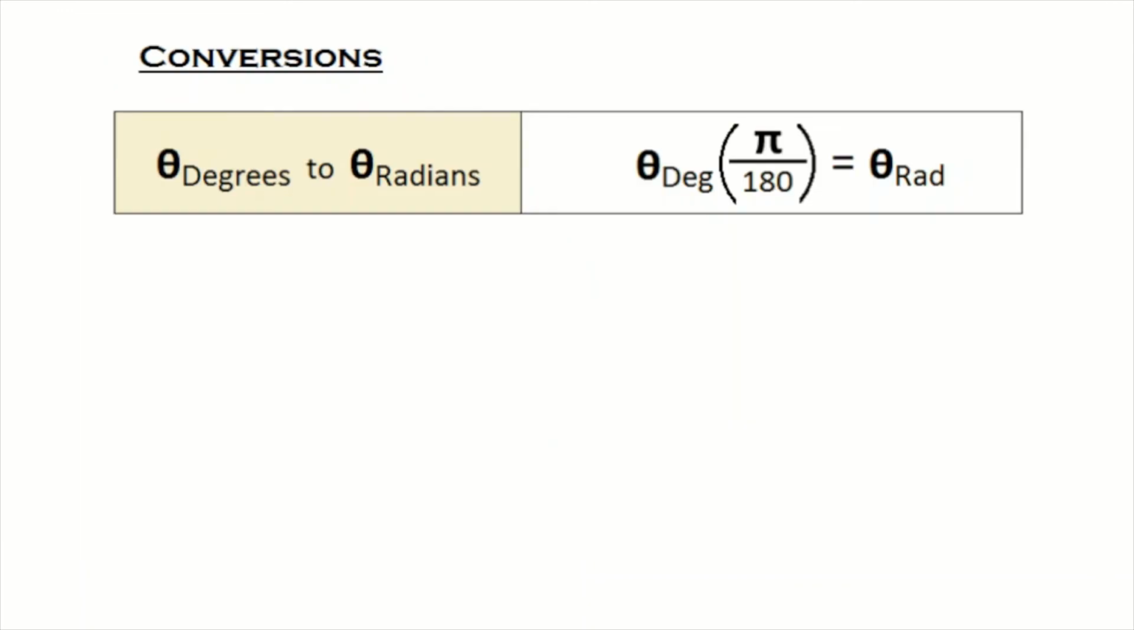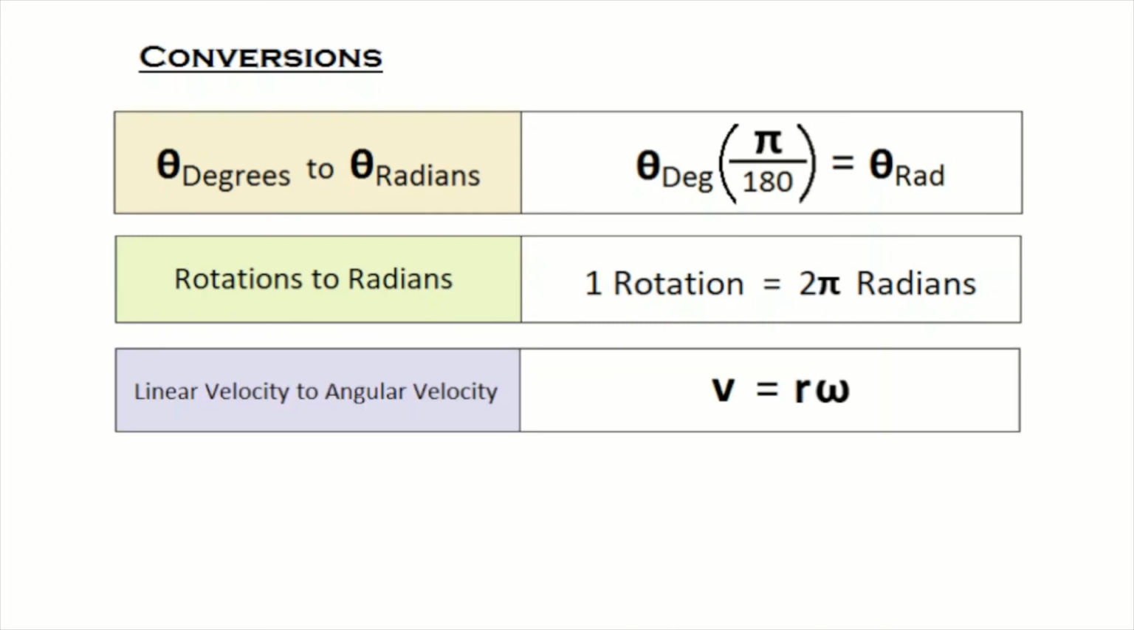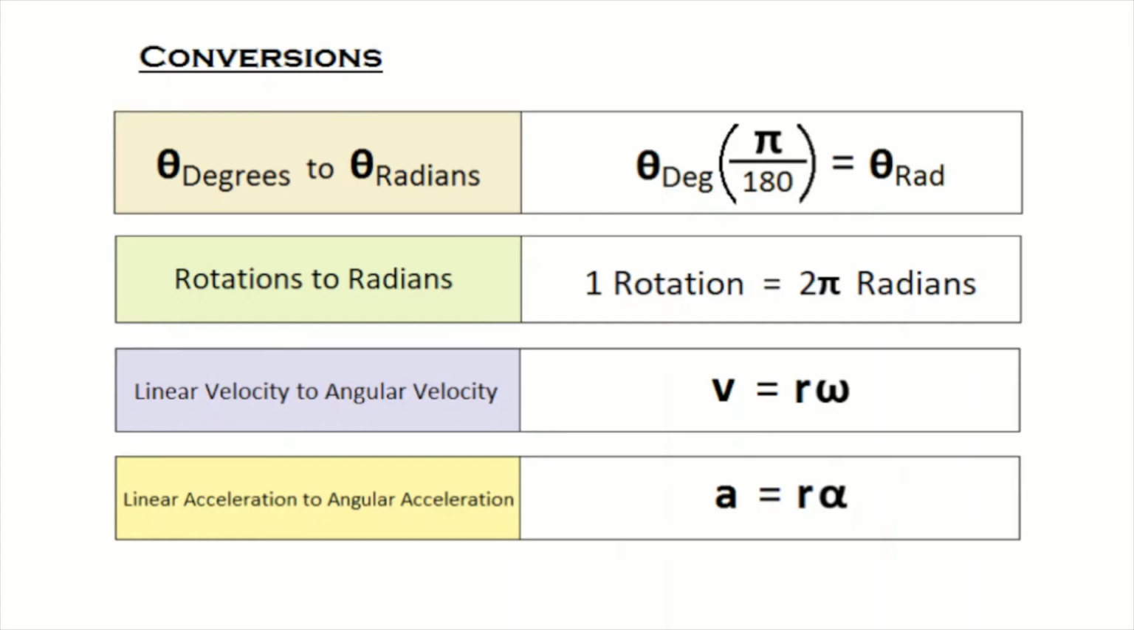Here, looking at conversions, if you want to convert your angle measurement from degrees into radians, you can use the conversion in the white box. Multiplying your angle measured in degrees by the quantity pi over 180 will turn it into an angle measurement in radians. If you want to convert from rotations into radians, multiply the number of rotations you have by 2 pi. Here we have a conversion from linear velocity to angular velocity, and here a conversion from linear acceleration to angular acceleration. Note that the variable r stands for radius, so multiplying the rotational variable by radius will turn it back into the linear variable.